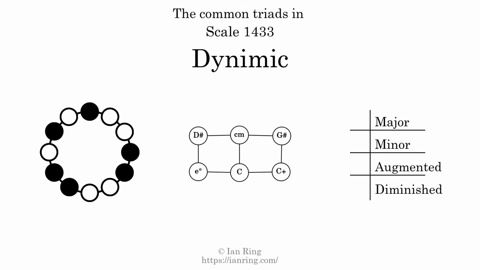Here are the common triads present in this scale. The diagram in the center is a graph of parsimonious voice leading between triads. There are 3 major triads. There is one minor triad. There is one augmented triad. There is one diminished triad. Here is a Hamiltonian path of parsimonious voice leading that uses all the triads.